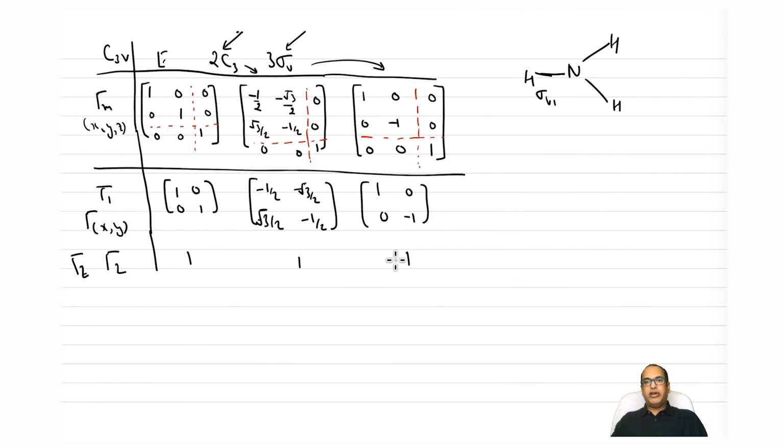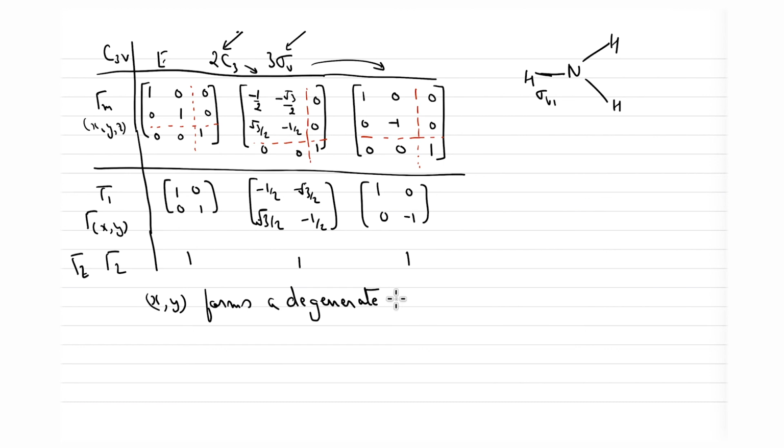I'm writing x comma y because in this particular case, x and y form a degenerate pair. Why does this happen? Because x and y cannot be separated in this particular point group. So what does it mean? Any property which lies along the x-axis and y-axis, you will not be able to separate.